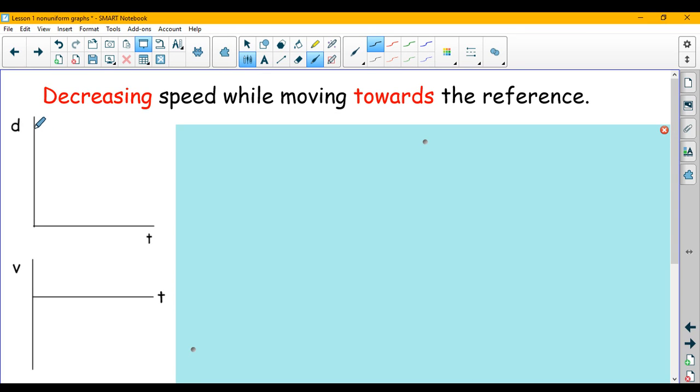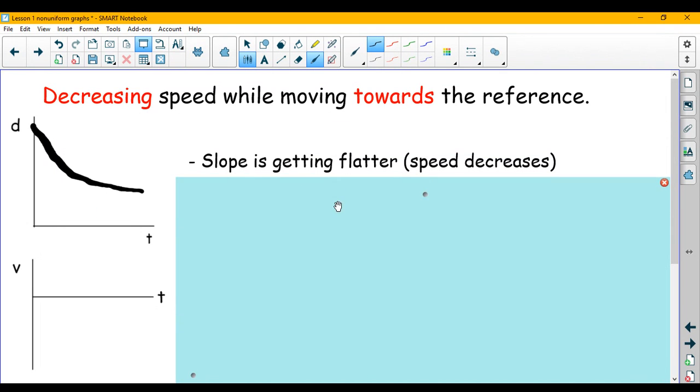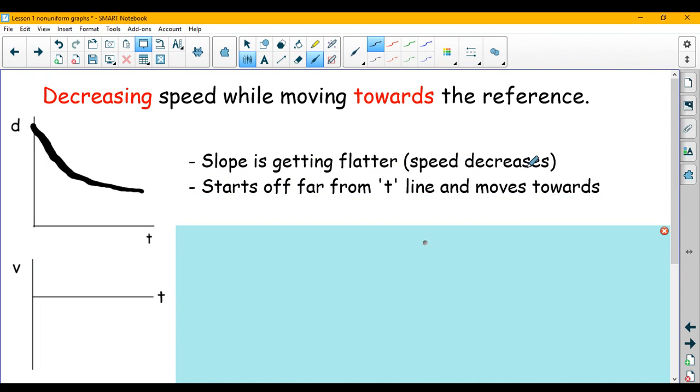Decreasing the speed, well, now I'm going to start off with a really steep curve, and as it goes down, it needs to flatten out. I'm decreasing my speed, I'm flattening my curve as I move closer and closer towards the zero displacement. So that would be my curve.